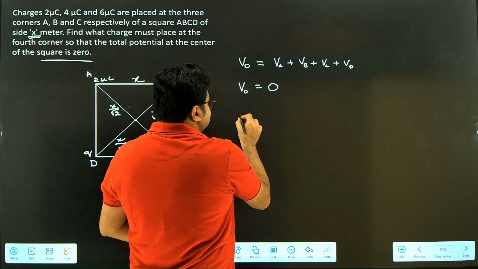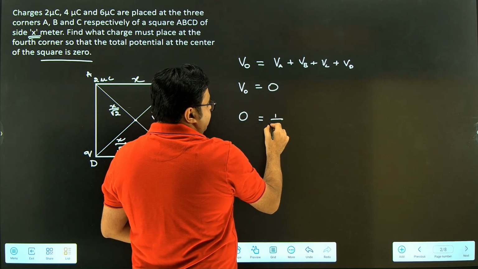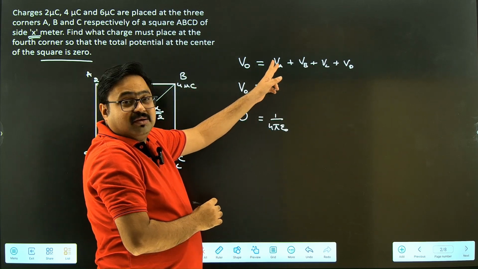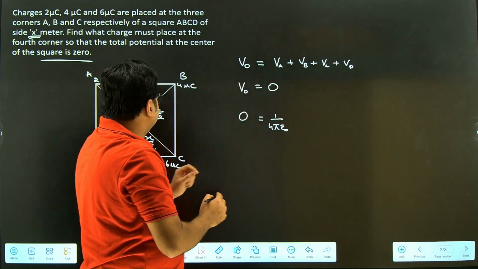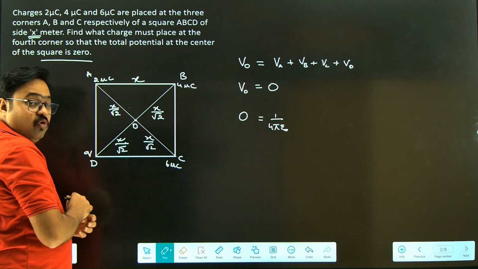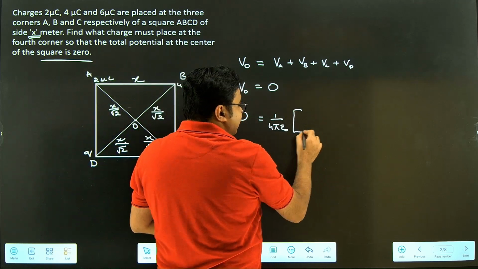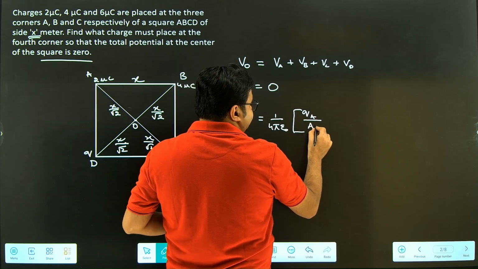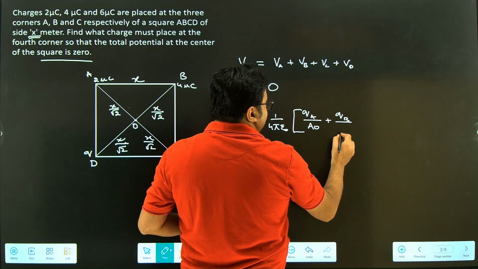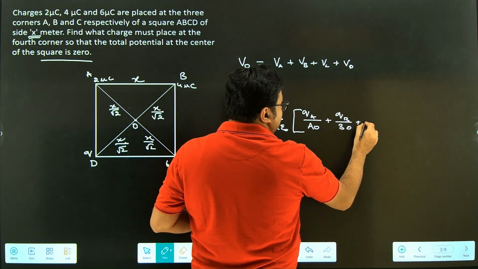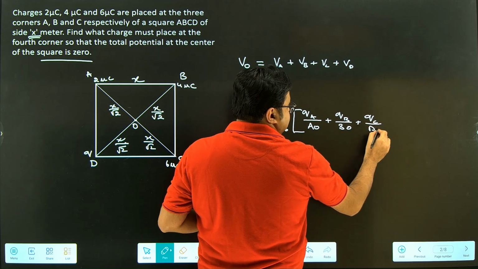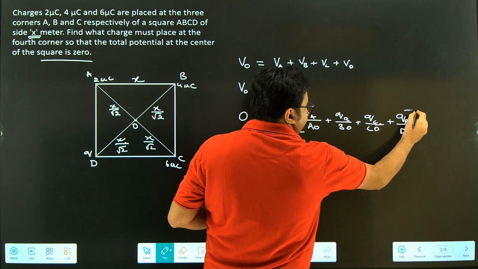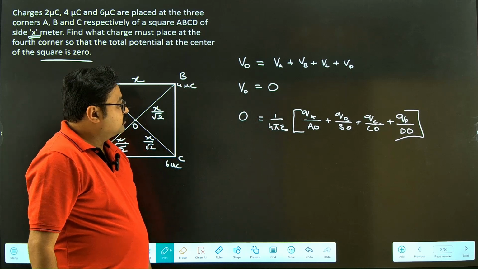When that is the situation, just equate it to 0, and you see there is a 1 by 4 pi epsilon naught in all of these. 1 by 4 pi epsilon naught has been pulled out as a common factor. I shall write it as QA divided by AO plus QB divided by BO plus QC divided by CO plus QD divided by DO.